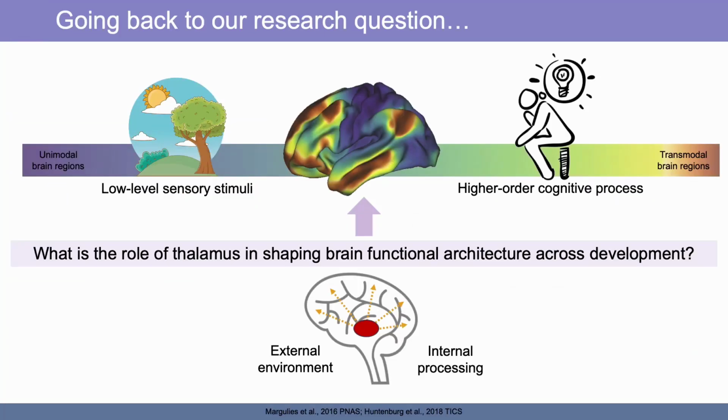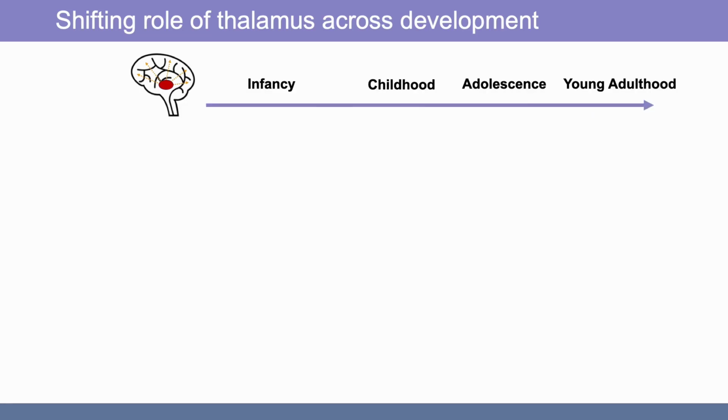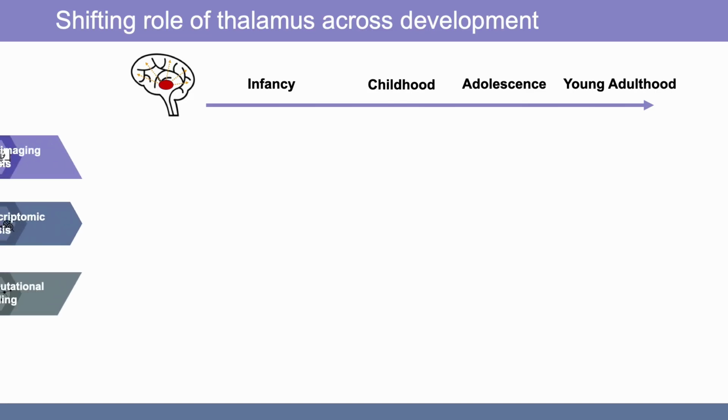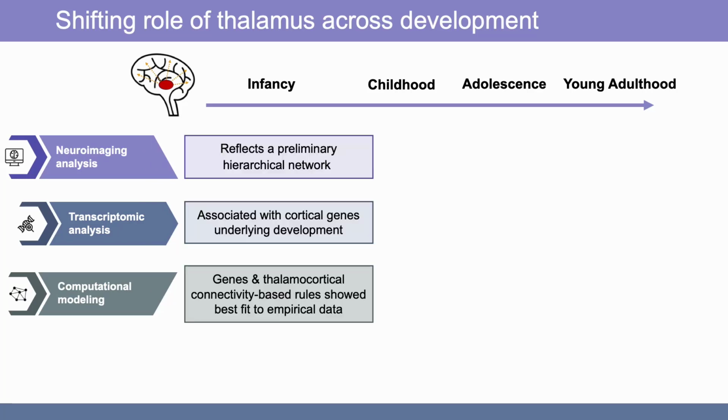Now, going back to our research question, what is the role of the thalamus in shaping brain functional architecture across development? Well, our study results highlight the dynamically shifting role of the thalamus in shaping functional cortical organization across development. Specifically, to summarize, using these three methods, we found that during infancy, it contributes to establishing a preliminary hierarchical network while showing associations with cortical genes underlying development.